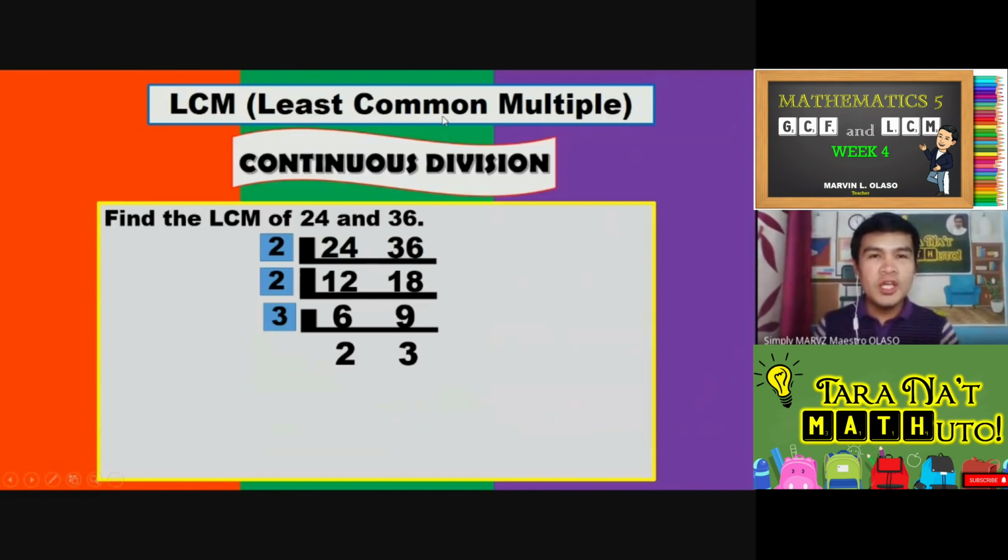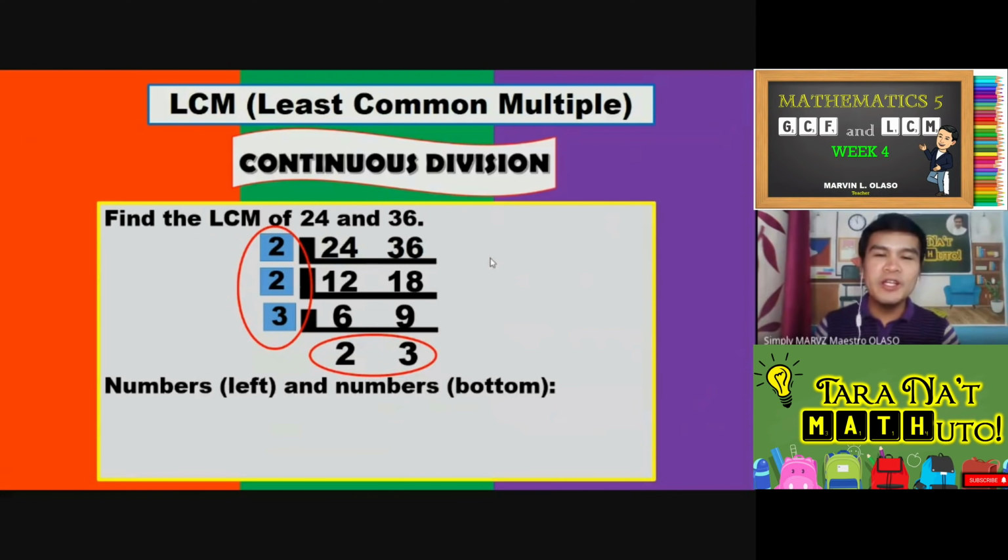This time, hindi siya katulad sa GCF. No? So, ang i-list down mo ngayon or i-jot down mo ay lahat ng mga common factor na dinivide mo, including na yung mga natirang numbers. Ayan. So, all those numbers that were written in the left and those numbers that are written at the bottom or nasa baba, yun agad ang ililista mo. 2, 2, 3, another 2, and 3.